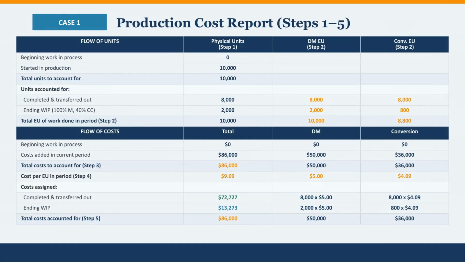The production cost report for Case 1 walks through steps 1 to 5. We accounted for 10,000 physical units, full materials EU and 8,800 conversion EU, due to the 40% completion on ending WIP. Total costs to account for came to $86,000, yielding a cost per EU of $9.09 overall, split into $5 for materials and $4.09 for conversion. That allocates $72,727 to completed units and $13,273 to ending WIP.